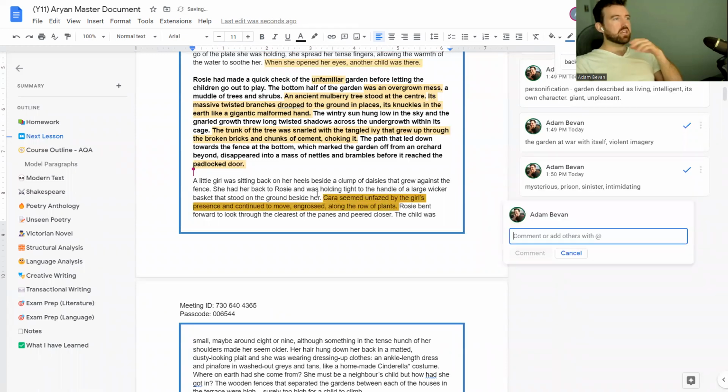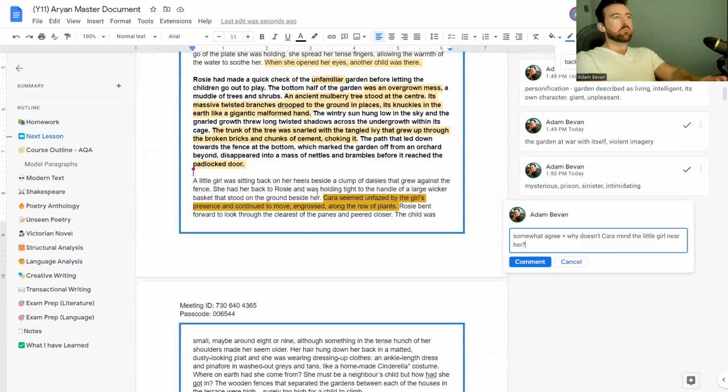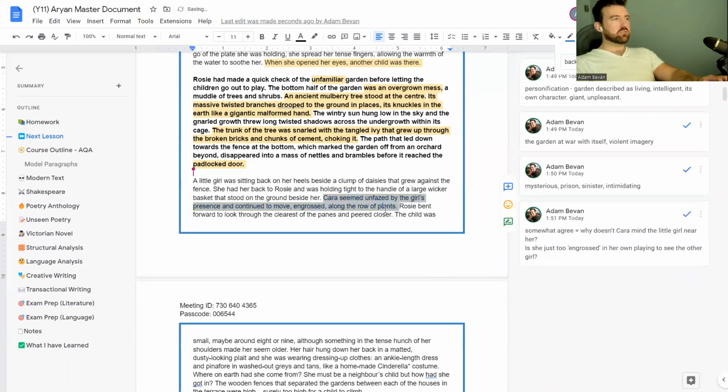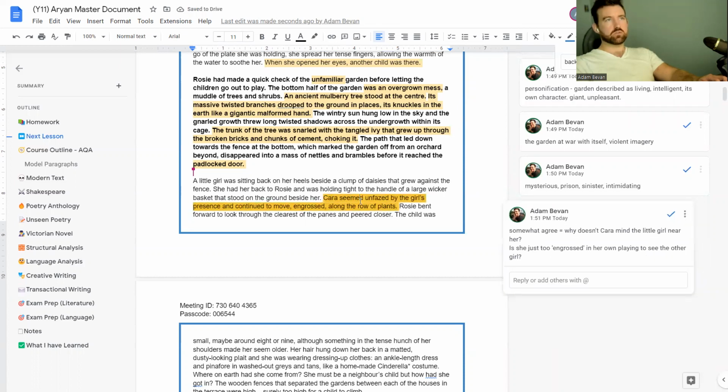So this bit here, I would say I somewhat agree with the statement, because why doesn't Cara mind the little girl near her? But the reason it's somewhat agree is she's just too engrossed, as it says, in her own playing to see the other girl. So I'm not sure whether this proves that it's in Rosie's mind or not, really. I think that it could show it's in Rosie's mind, but it could also show that it's not in Rosie's mind.